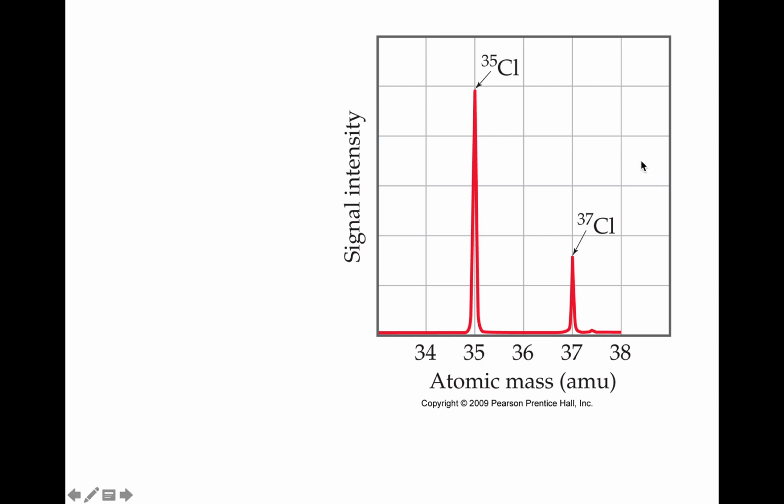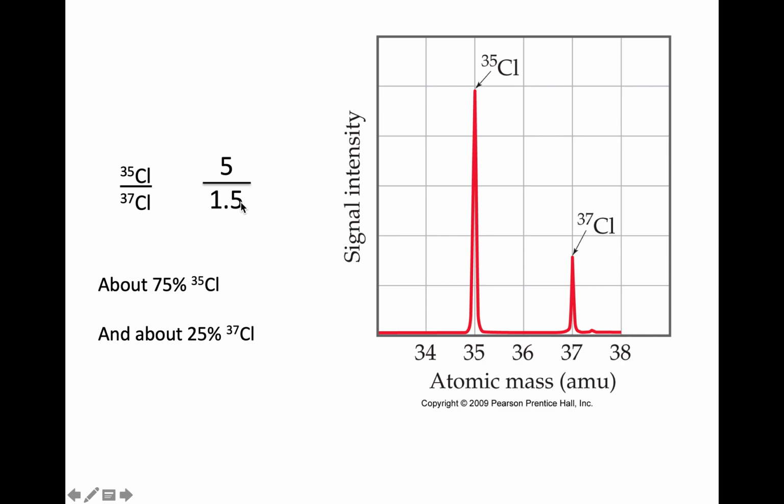Two different isotopes, and it turns out that in nature you have more of the isotope with mass 35 than with 37. That's why you have a greater signal. How much greater? Well, if I divide it up, it looks like this reaches to about 5, and this reaches up to about 1.5. So you have more of chlorine 35 than you do of chlorine 37. If I turn that into percentages, 5 divided by 6.5 is about 75% chlorine 35 and about 25% chlorine 37. Different peak heights because you have different natural abundance for these particular isotopes in nature.